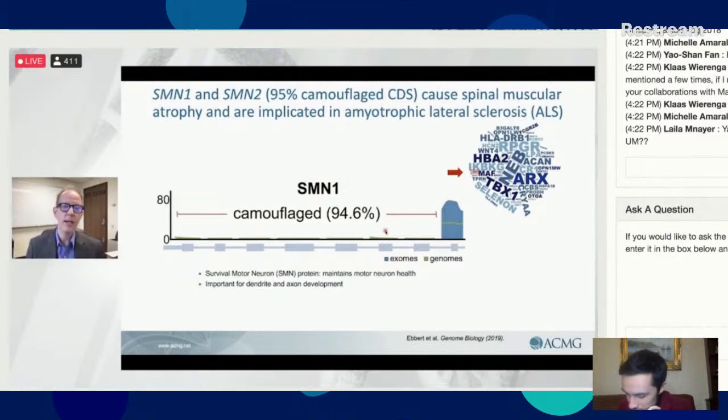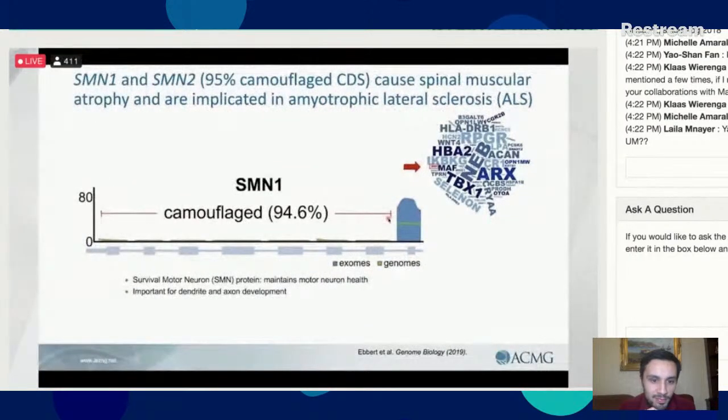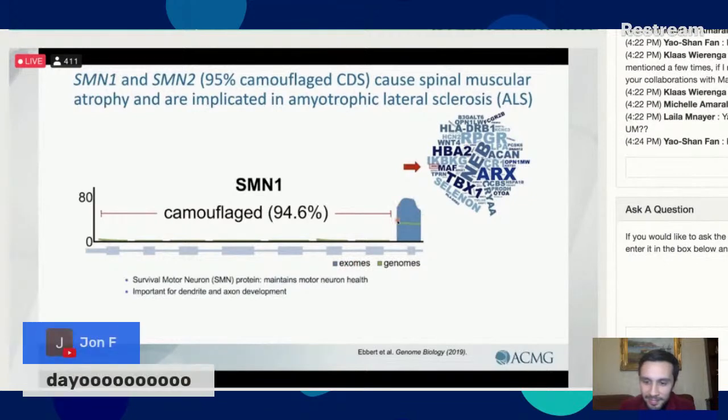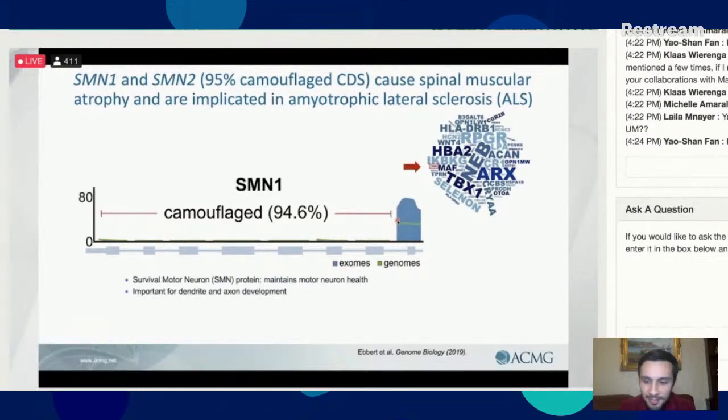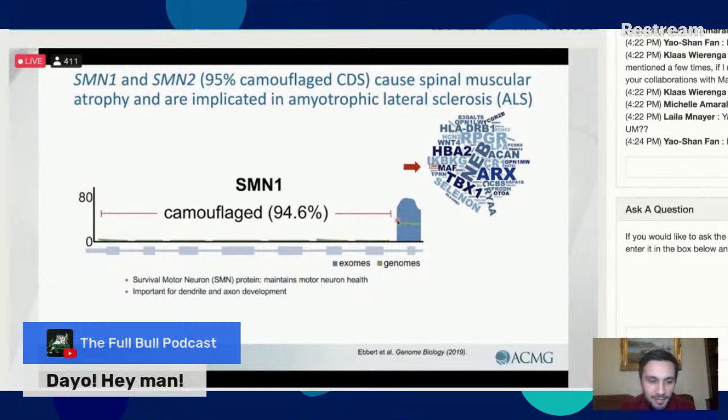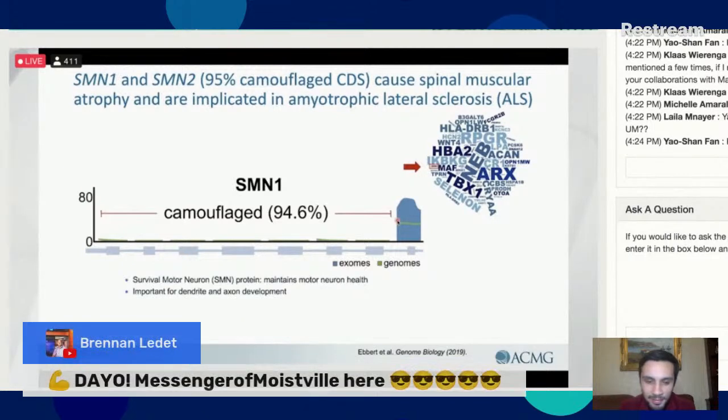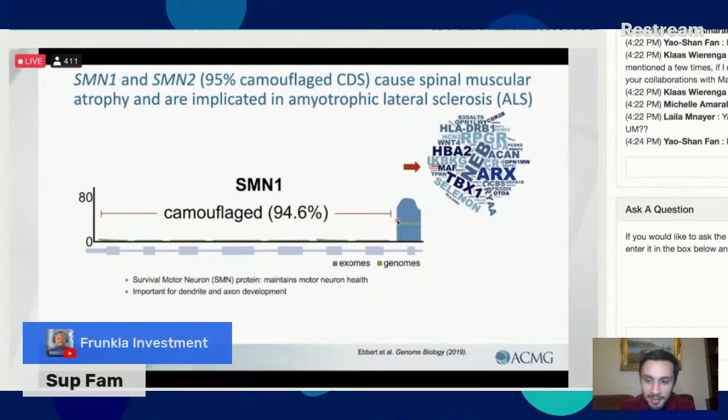If you're not familiar with that, it's an aggregate of almost 150,000 exomes and genomes. And you can see that the coverage for the majority, almost 95% of SMN1, is 0. The green line represents the genomes, and the blue represents the coverage for exomes. So this is a big problem. And SMN, as I mentioned, causes spinal muscular atrophy and has even been implicated in ALS, which is why it's of interest to us.